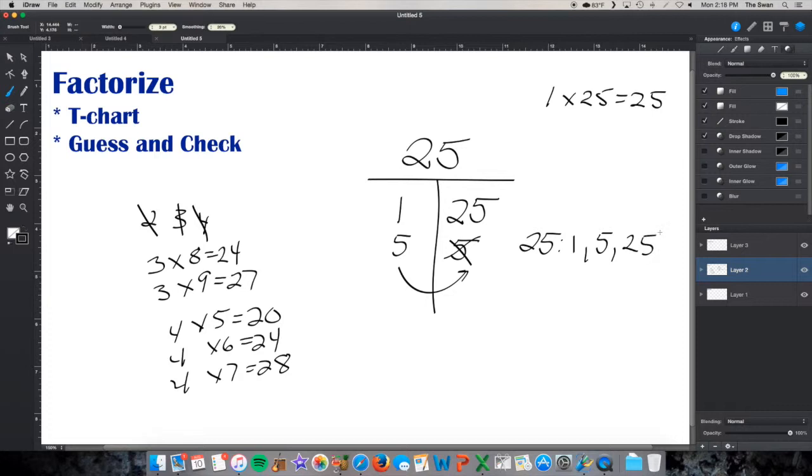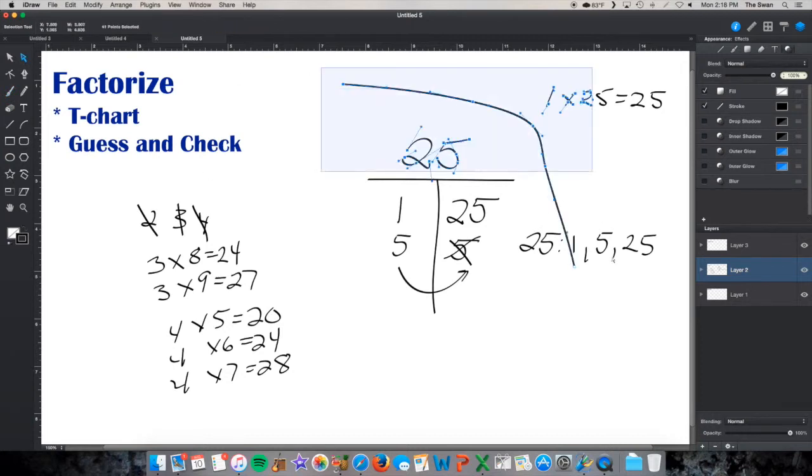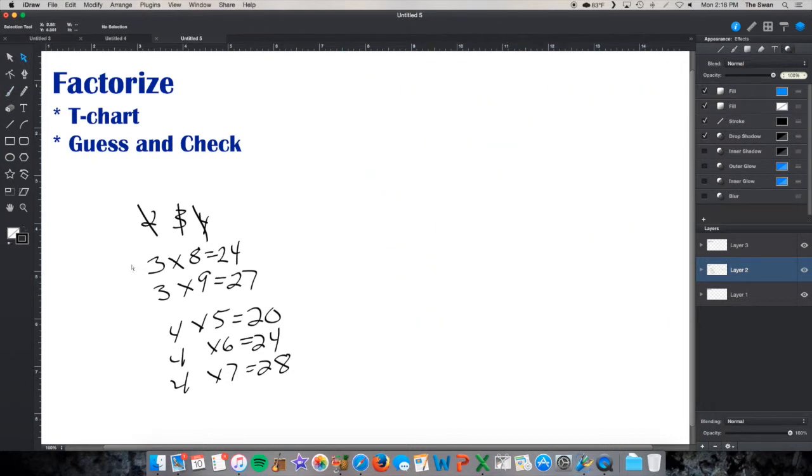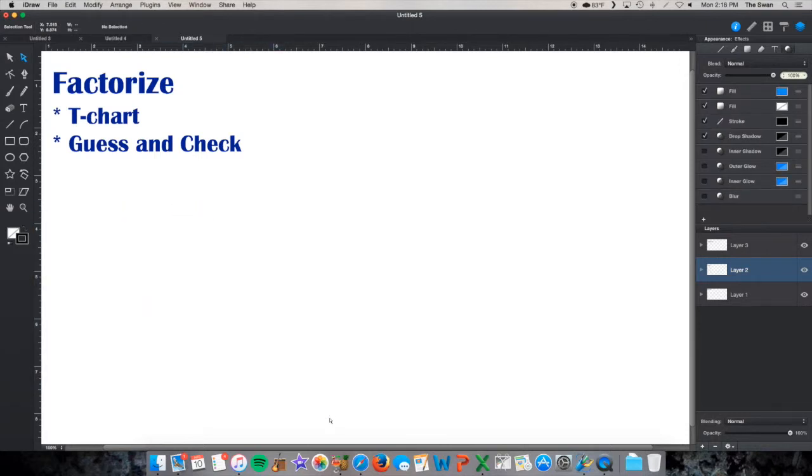We factorized. Let's take a look with one more. We're going to use the same method that we used before. We're going to use the t-chart, and we're going to use guess and check, and we're going to find all the factors for the number 12. Now remember, every number has 1 and itself as factors, so I can throw 1 and 12 down there as my first 2 factors. Is 12 an odd or an even number? It's an even number, so we know 2 is going to be a factor. Okay? 2 times what equals 12? This is where I start to guess and check.